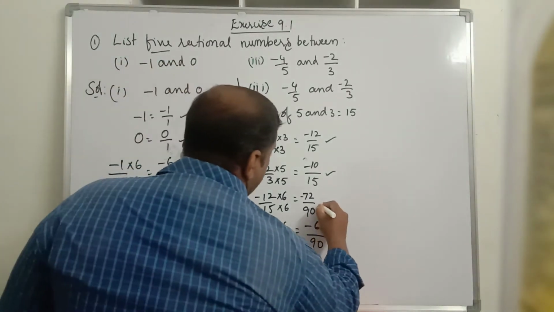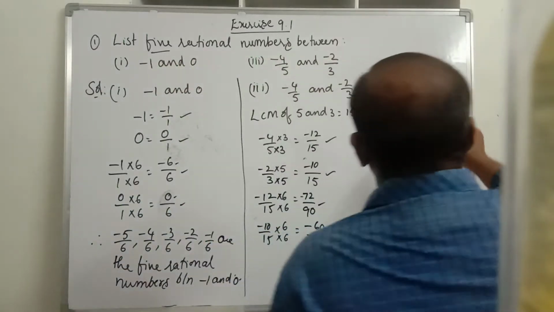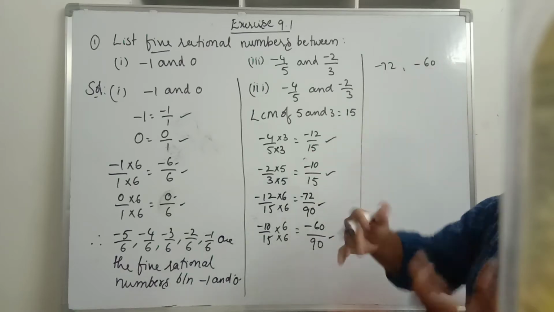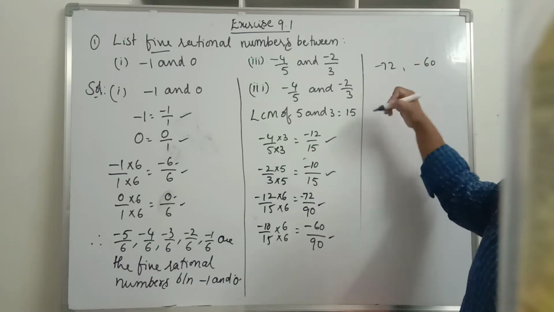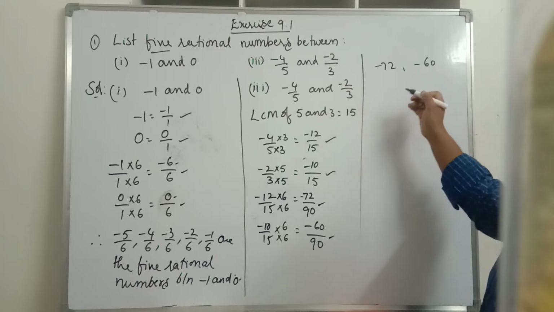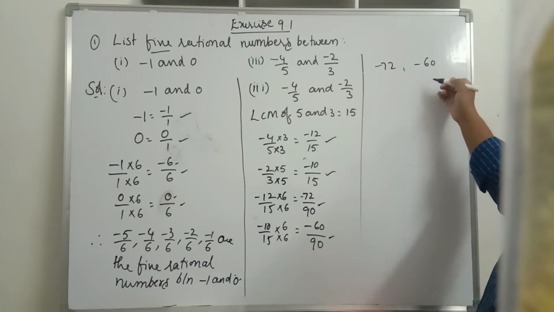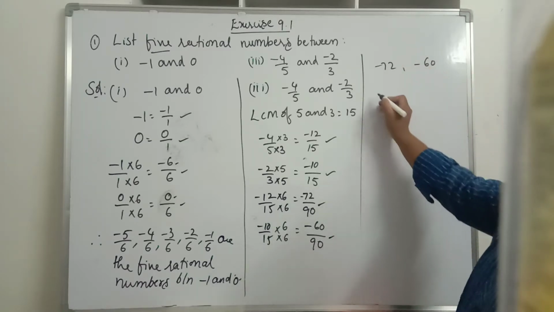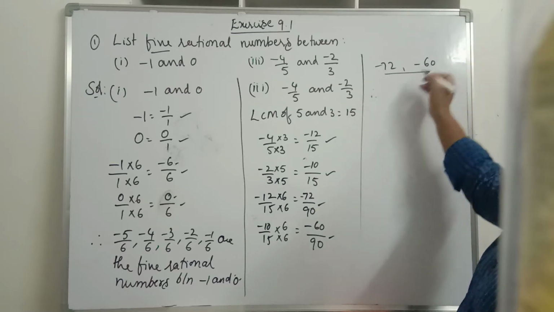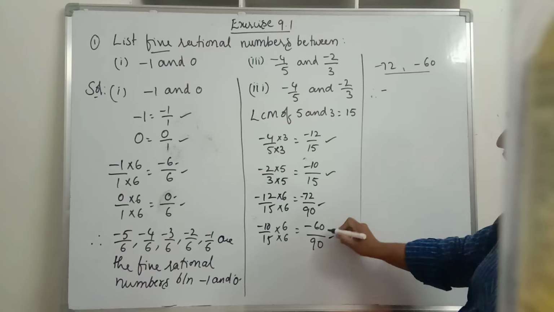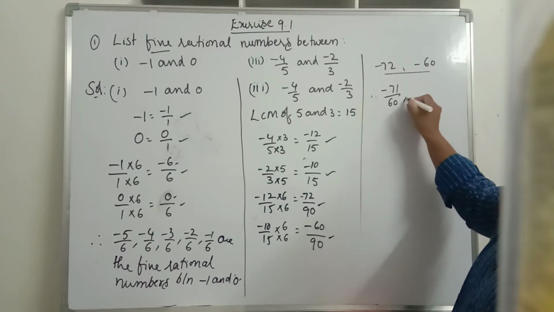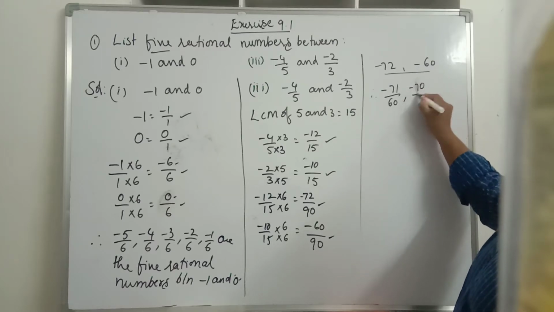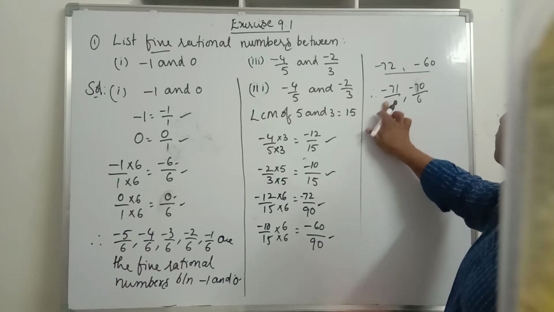Now you see here minus 72 and minus 60 are the numerators. What are the numerators here? We have minus 72 and minus 60. Between these two, how many numbers are there? What are those numbers? Minus 71, minus 70, minus 69, minus 68, minus 67, minus 66. So many numbers are there. So with those numbers, taking the denominator as 90, we can write the numbers between these two. Minus 72 and minus 60: we have minus 71 by 90. The denominator is 90.